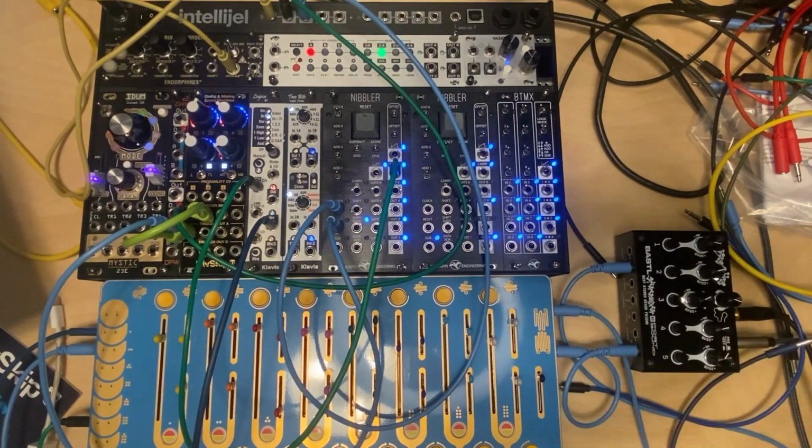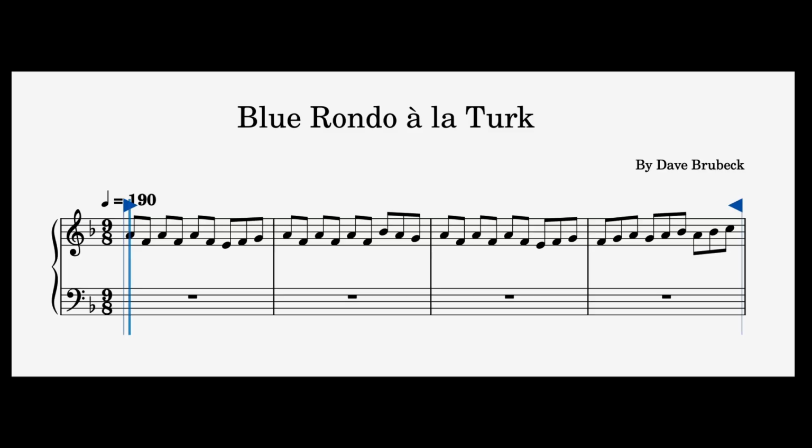You should recognize that. Dun, dun, dun, dun, dun, dun, dun, dun. That's the Blue Rondo a la Turk pattern.